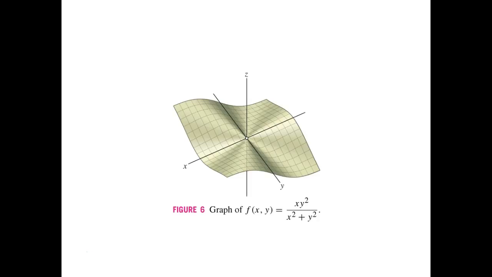But if both x and y aren't 0 at the same time, let's take x equals 0, y not 0, then that would be the y-axis, and you're 0 everywhere on the y-axis, positive and negative. When y is equal to 0, x not 0, again it's 0 everywhere on the x-axis, except at the origin. Okay, not defined there.